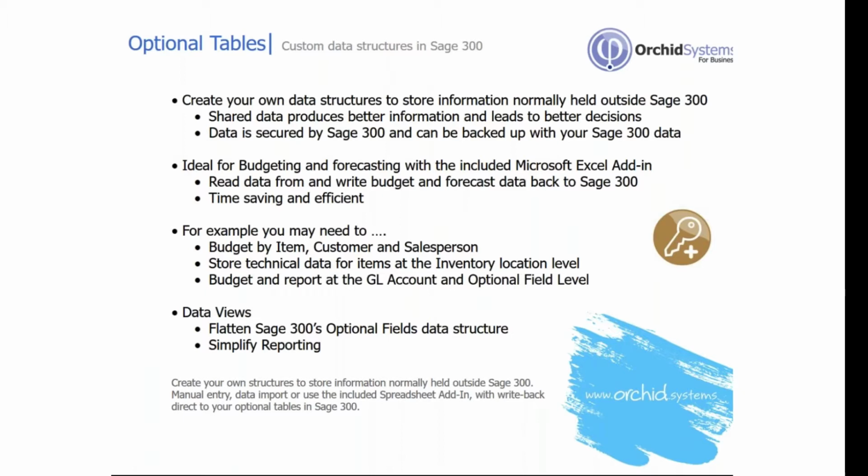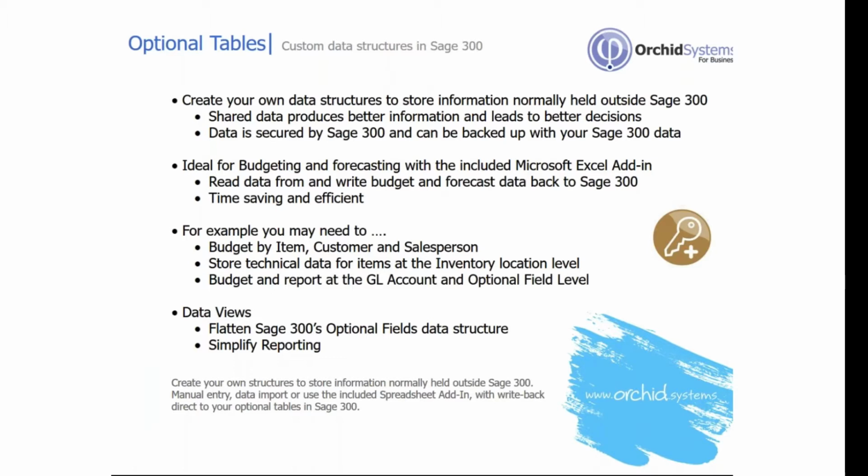So it allows you to use these optional fields against tables which don't currently have optional fields. For example, the salesperson or the location table doesn't have optional fields, but you might want to keep KPIs or budget information at that level. But it also allows you to store information against a combination of tables. So for example, you could budget by customer and item and salesperson, or it might be just salesperson and category.